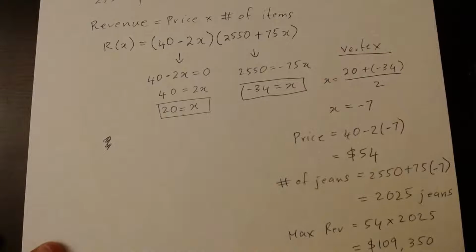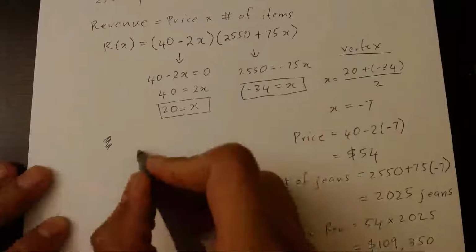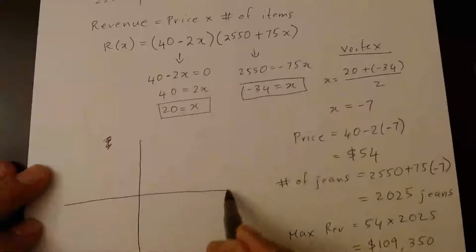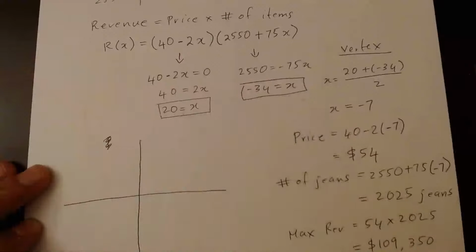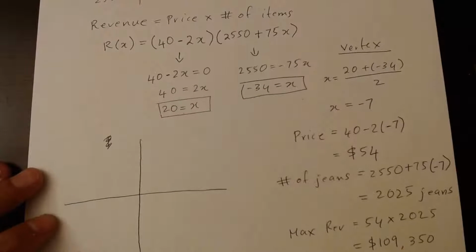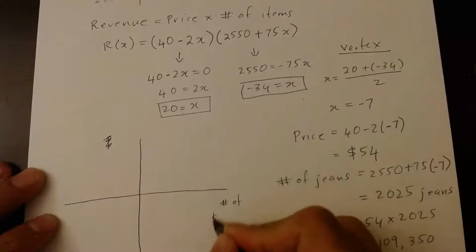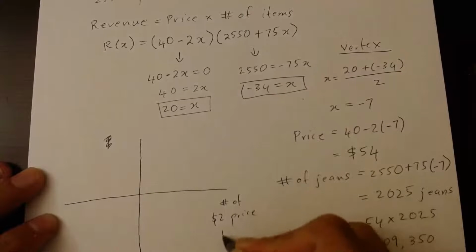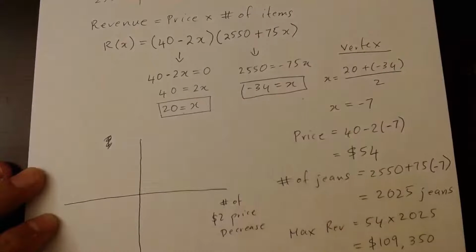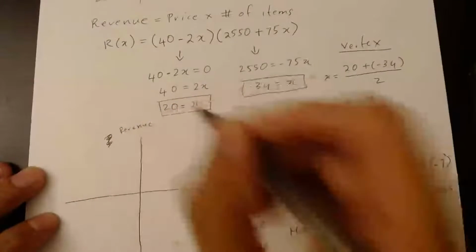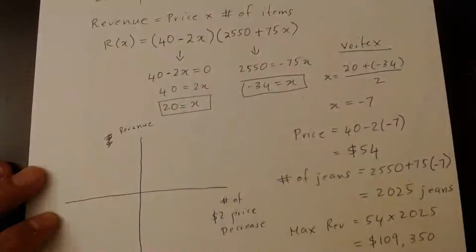And last thing I can do is I can graph this relationship and show you exactly what everything means. So in revenue questions, you can have positives and negatives because your x can be positive or negative depending on the number of price increases and decreases. So your x is just the number of $2 price decreases, and your y-axis is just your revenue. You cannot represent your price or your number of items on this graph.